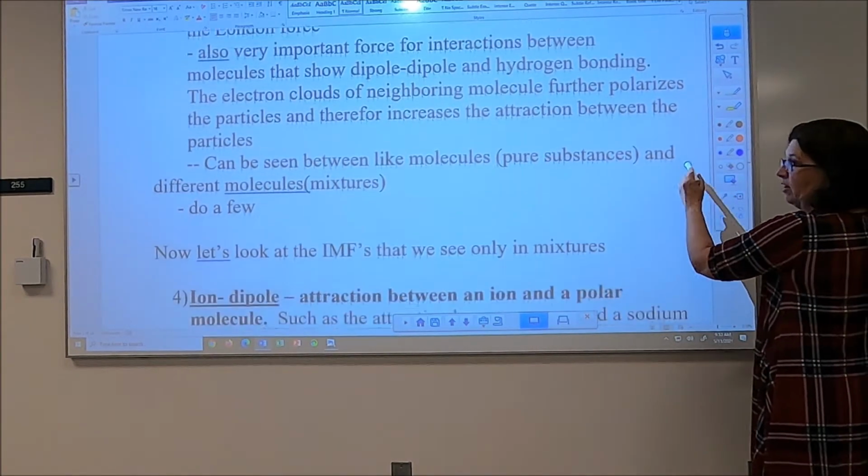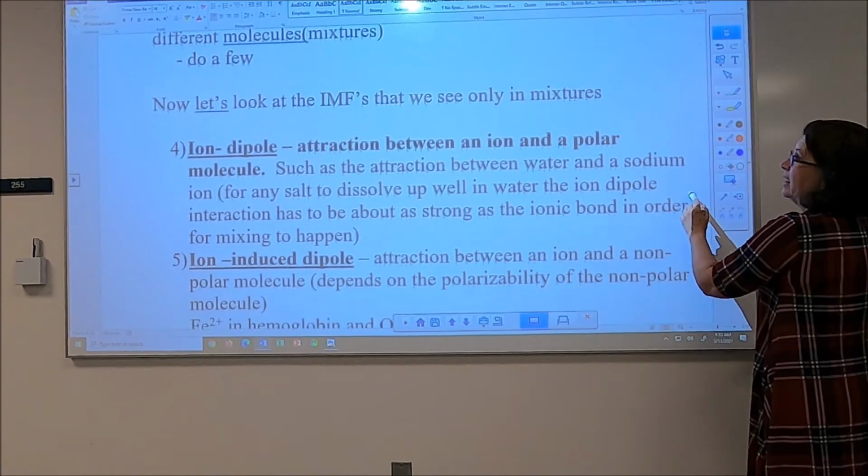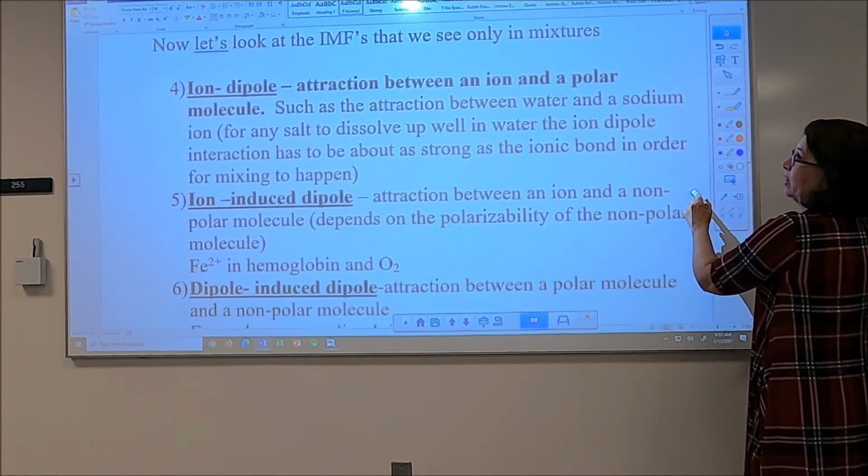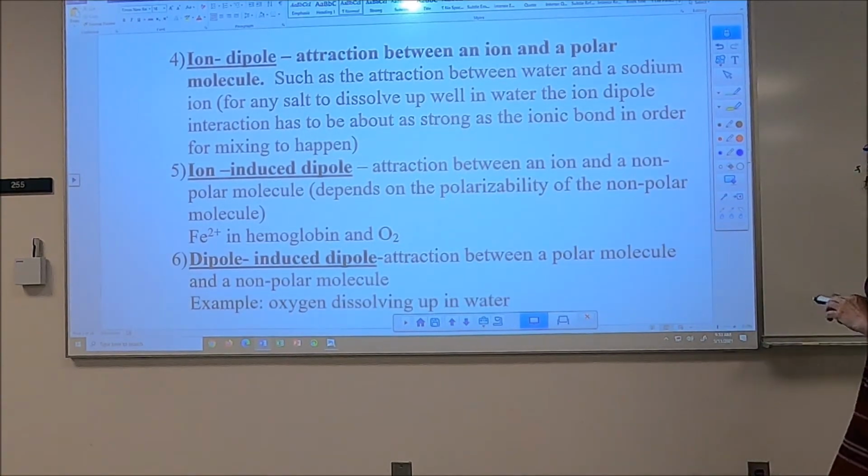Now, let's look at our intermolecular forces that we see in mixtures, and only in mixtures. There's the ion dipole. It's the attraction between an ion and a polar molecule, such as the attraction between a water molecule and a sodium ion, or a water molecule and a potassium ion, or a water molecule and a chloride ion, or a nitrate ion.